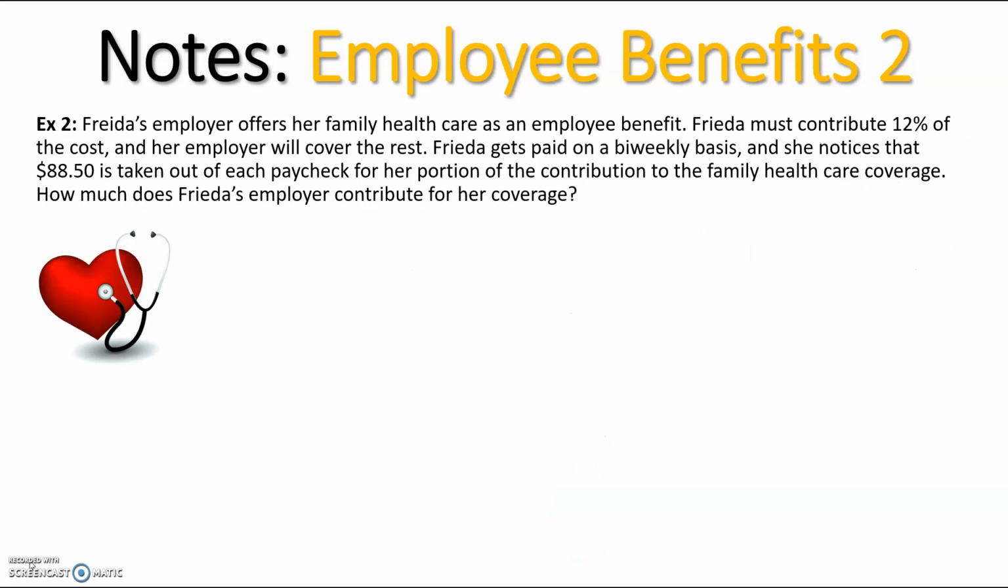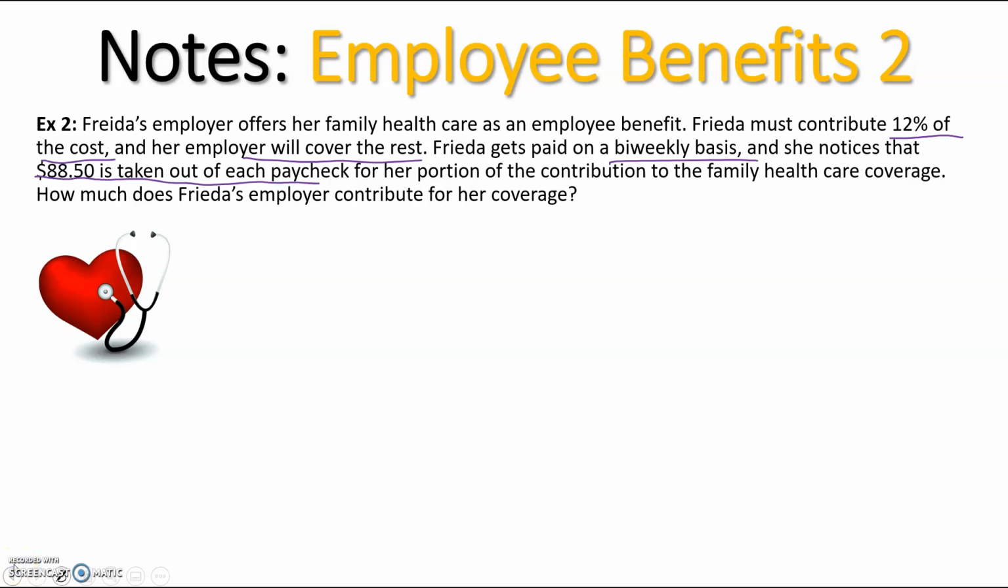All right, so first let's identify the important information. So we know that Frida has to contribute 12%, and that her boss or employer will contribute the rest. We know that she gets paid bi-weekly. We also see that $88.50 is taken out of each of those bi-weekly paychecks, and that $88.50 is the amount that she's paying. And we want to determine how much her employer is actually contributing for her coverage each year.